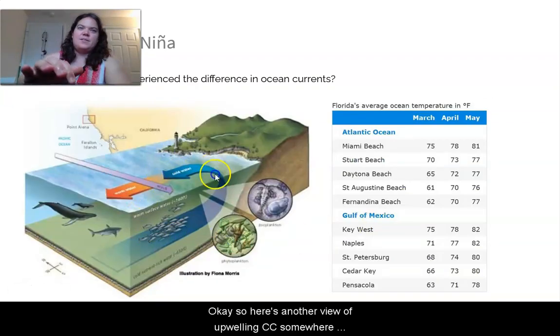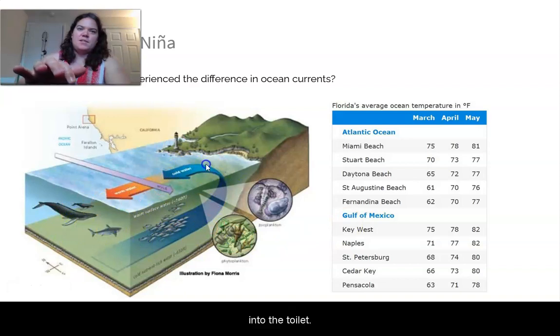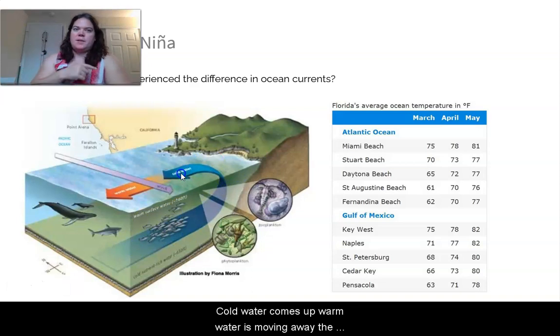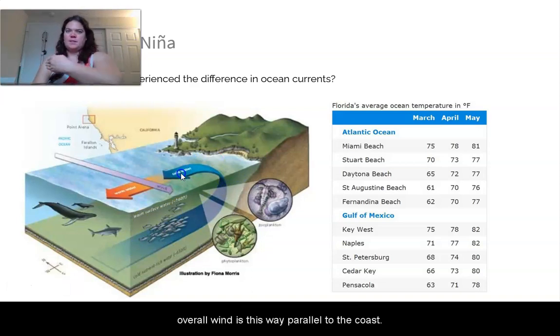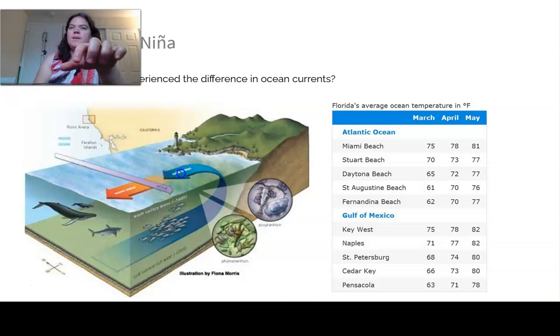Okay, so here's another view of upwelling. You see some whales here, a shark, and then some fish. You see as it bumps into the coast, cold water comes up, warm water is moving away. The overall wind is this way, parallel to the coast.